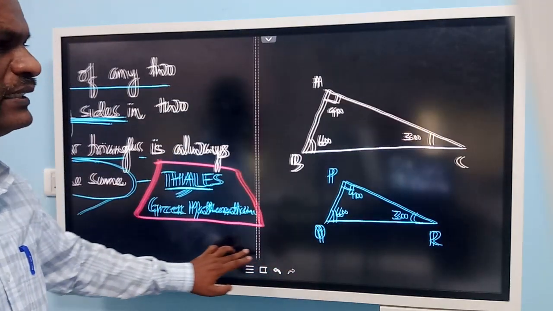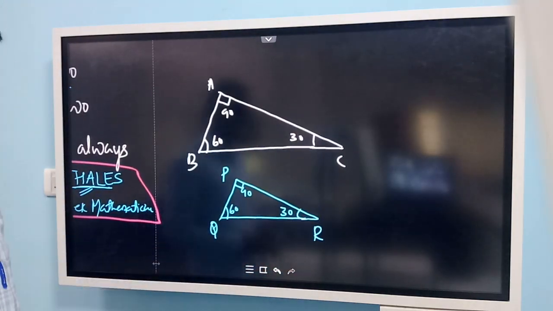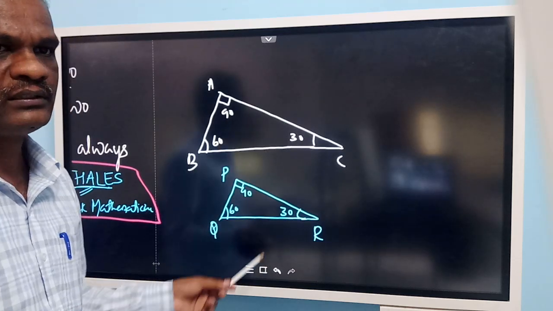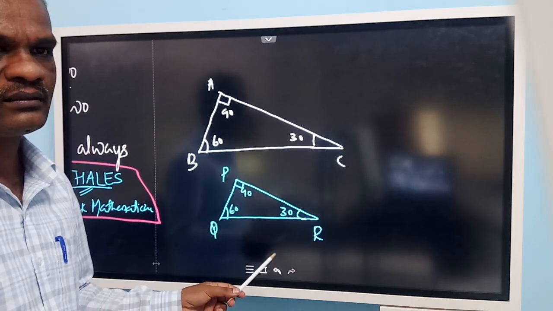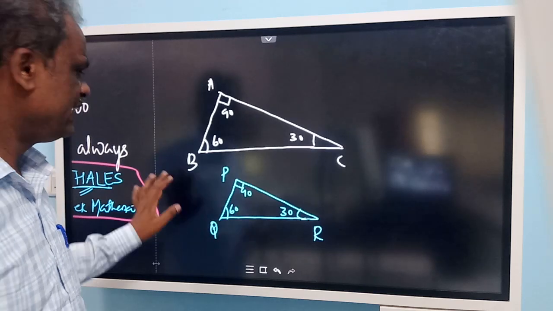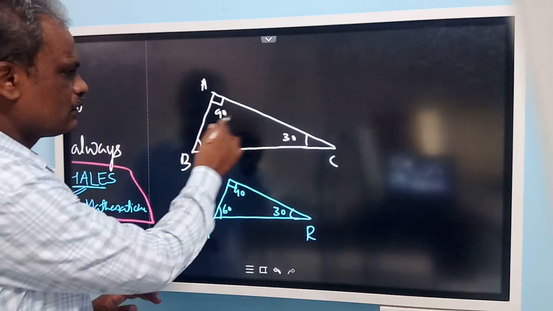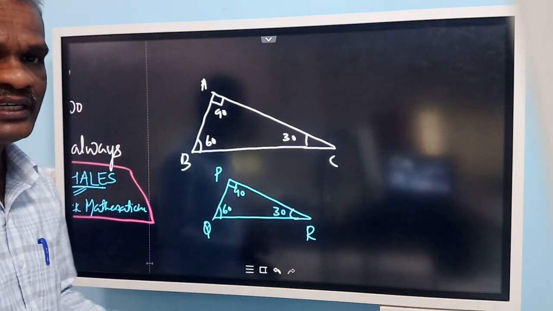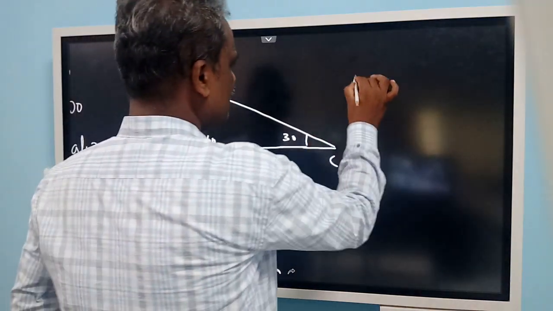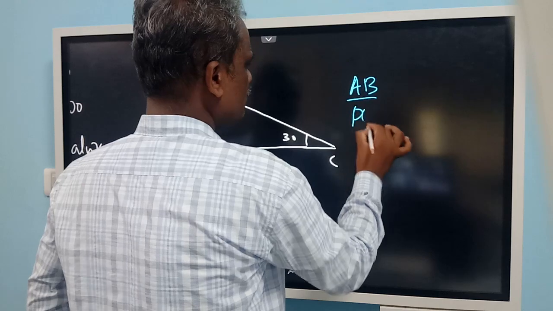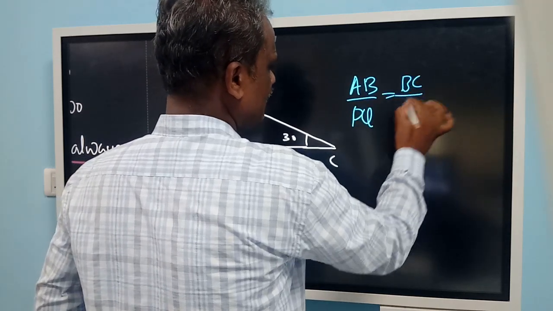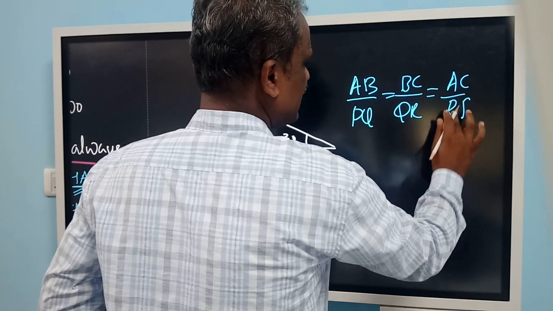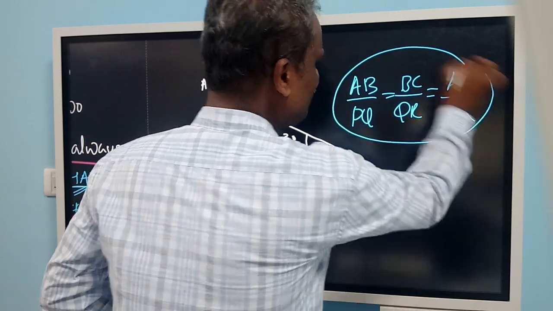Okay. Look at this diagram. All of you look at this diagram. Tell me whether they are equiangular or not. These two are equiangular or not? Equiangular. Corresponding angles are equal. What is the meaning of this one? If they are equiangular, then you can write AB by PQ will be equal to BC by QR will be equal to AC by PR. So this will satisfy.